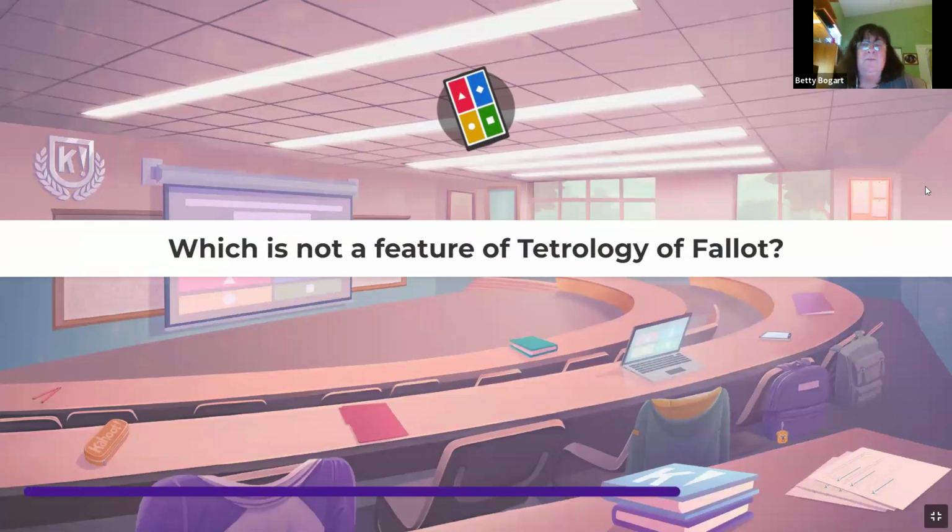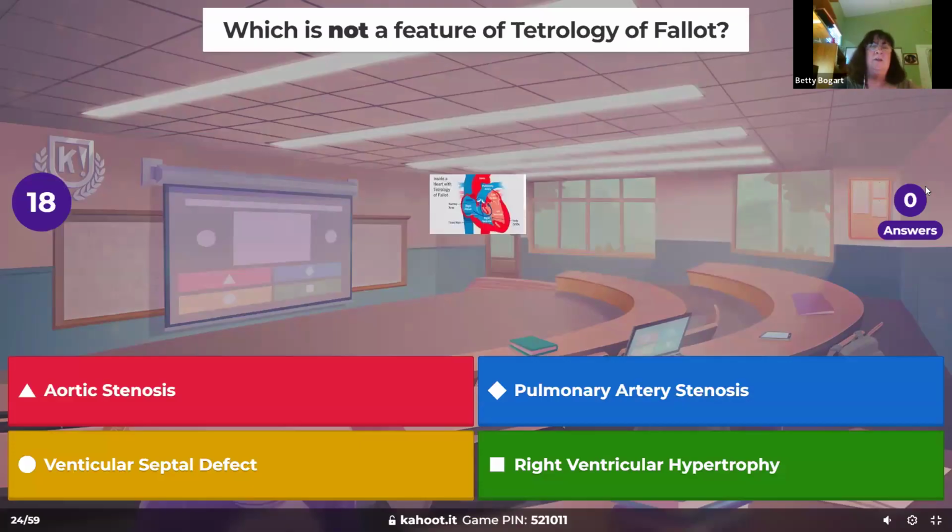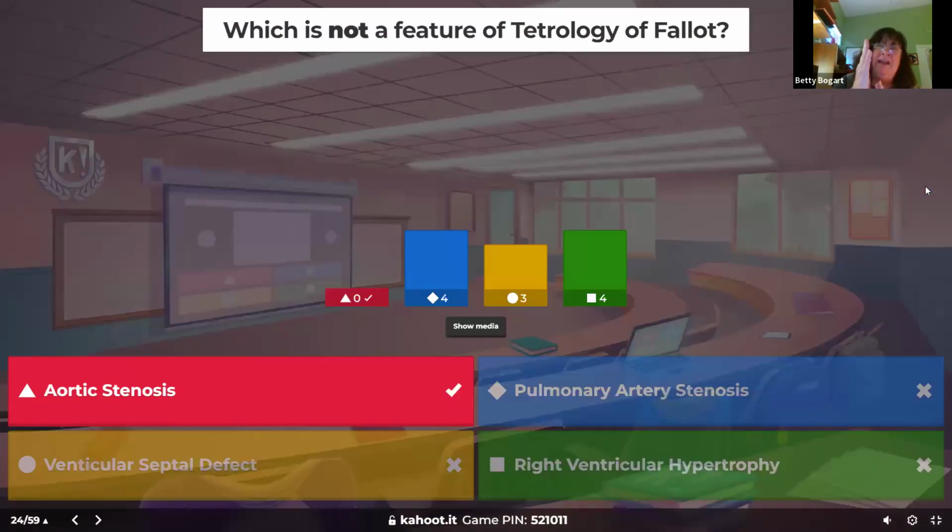What is not a feature of tetralogy of Fallot? I didn't go into all of them, so let's do it. It's all right-sided. So on the right side, you have a pulmonary valve that's narrowed. And when it closes, it stretches that right ventricle, right? And the aorta, sometimes called overriding aorta, and there is usually a hole between the right and left ventricle. Now, the one thing that's not is the left-sided, which is aortic. That's the left side of the heart, okay? So when you think of tetralogy, think right-sided.